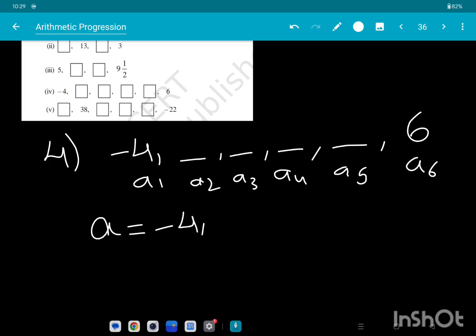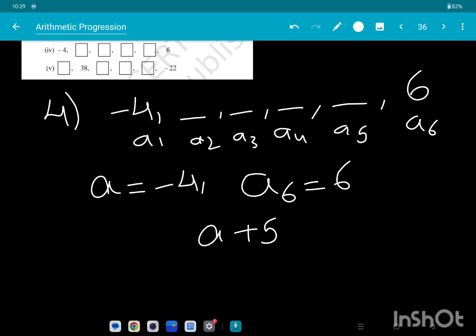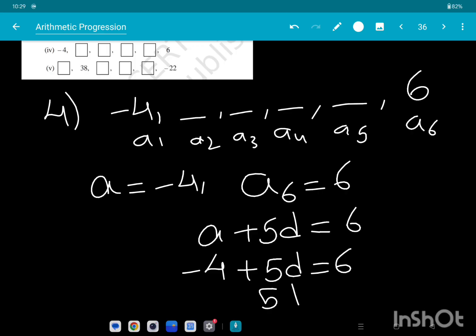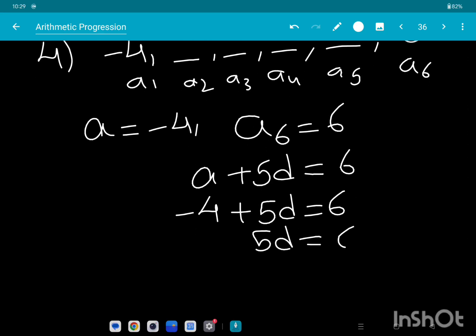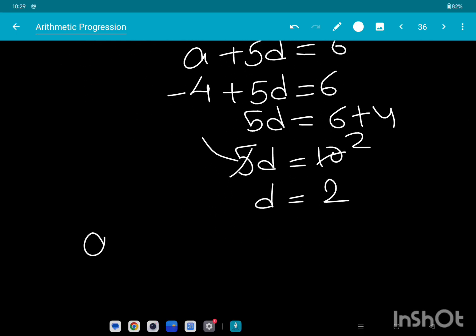I need to find the D value. How can I find the D value? Here it was given A6 is equal to 6. A6 means A plus 5D is equal to 6. I know the A value. Minus 4 plus 5D is equal to 6. 5D is equal to, minus 4 moves over, 6 plus 4, which is 5D is equal to 10. 5 ones are 5, 5 twos are 10. Here the D value is 2. So I know the A value. The A value is minus 4 and the D value is 2.